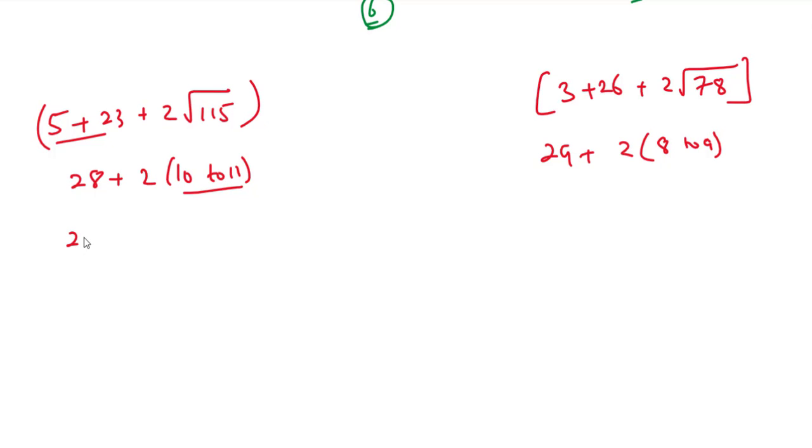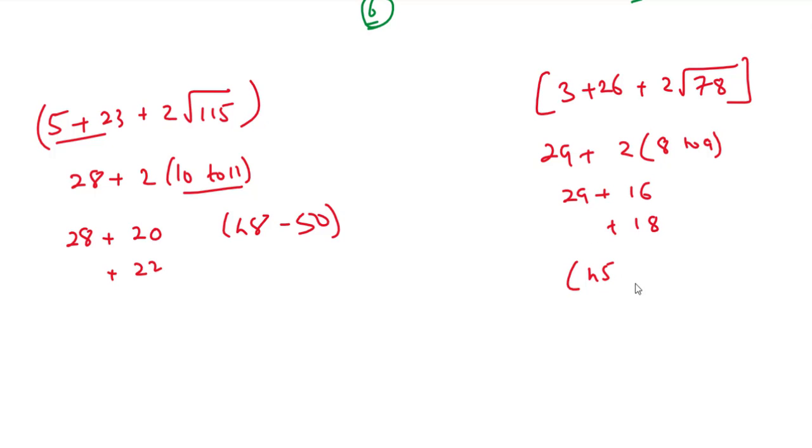So this will be 28 plus, if we take the lower value, it will be 2 into 10, which will be 20. And if we take the higher value, it will be 2 into 11, which will be 22. So the value of the first surd will be anything between 48 and 28 plus 22, which will be 50. Similarly, the value of the second surd will be 29 plus 2 into 8, or 29 plus 2 into 9, which is 18. So the value of the second surd will lie between 29 plus 16, which is 45, and 29 plus 18, which is 47. So the value of the second surd will lie between 45 and 47, and the value of the first surd is lying between 48 and 50.